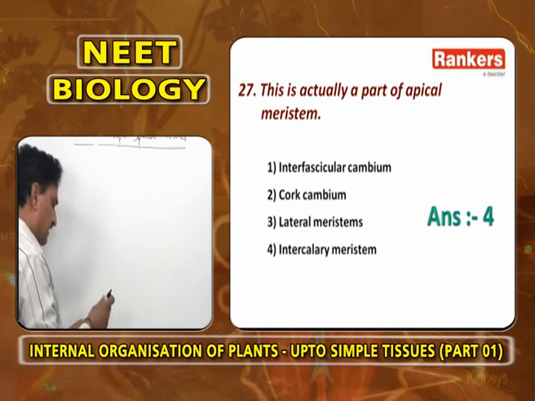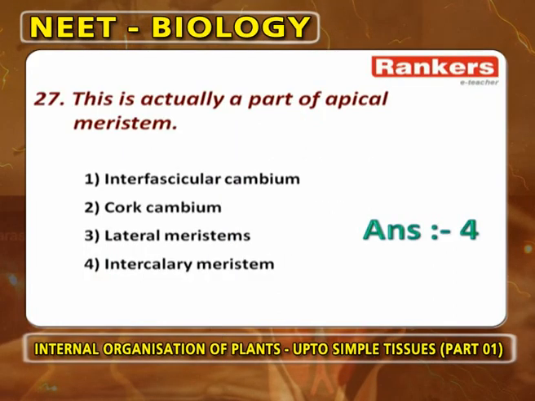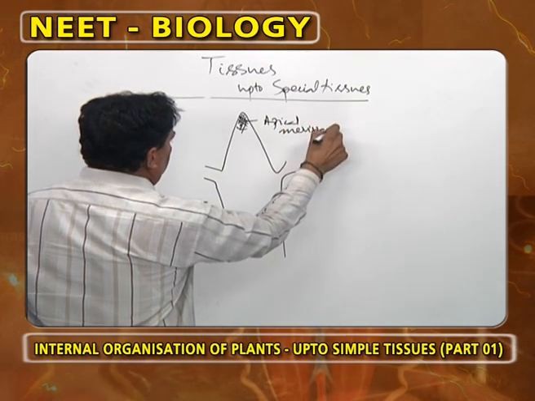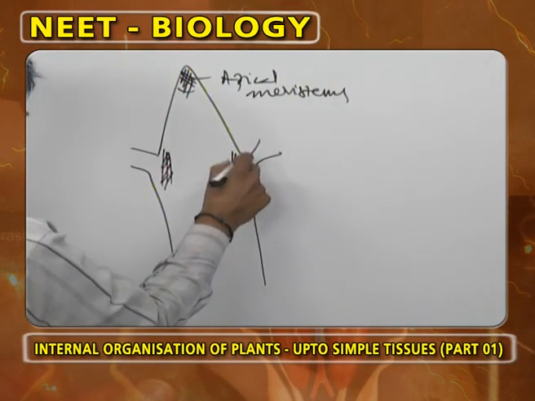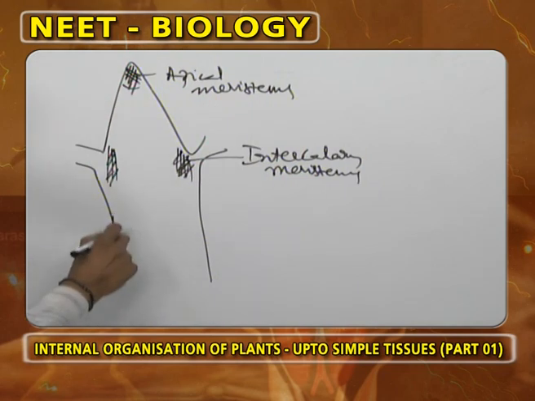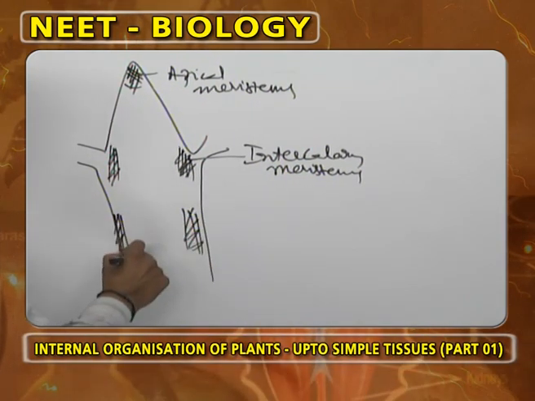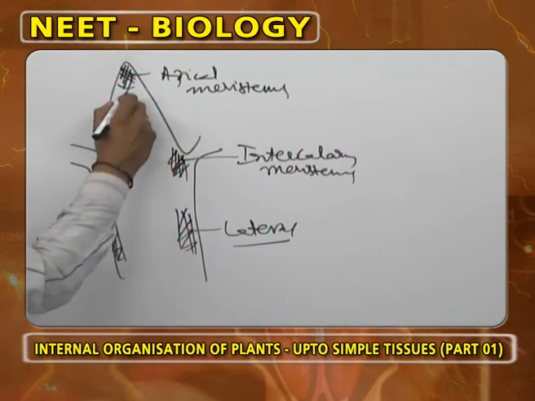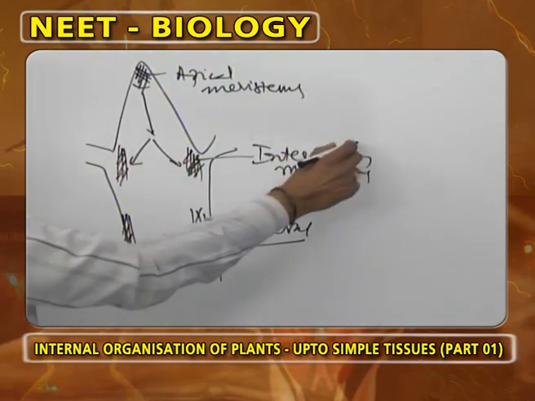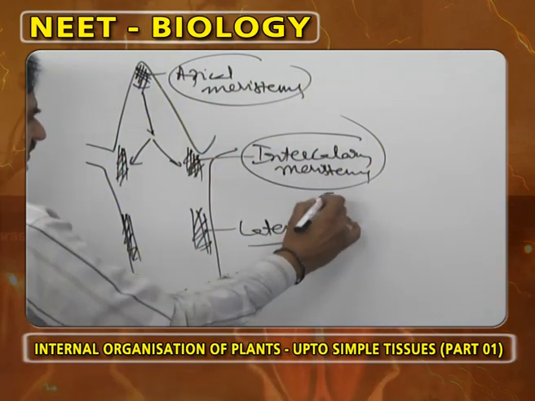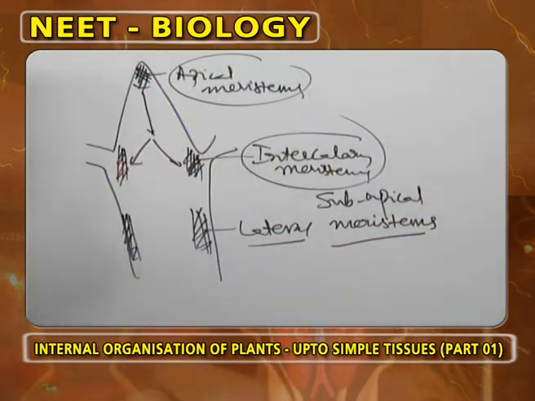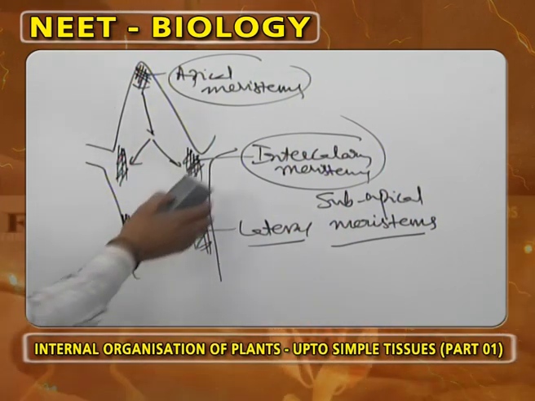Intercalary meristems. In a plant, meristems are identified like this. These are apical meristems. These are lateral meristems present on the lateral sides. Normally, apical meristems descend downwards and convert into intercalary meristem. So, intercalary meristems are nothing but apical meristems which have moved downwards. That is why intercalary meristems are also called subapical meristems.